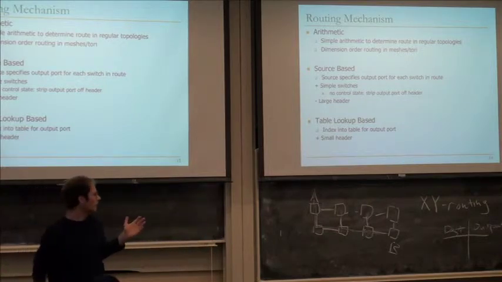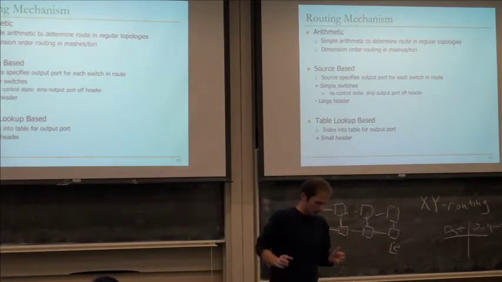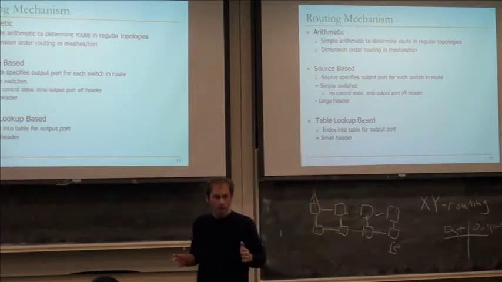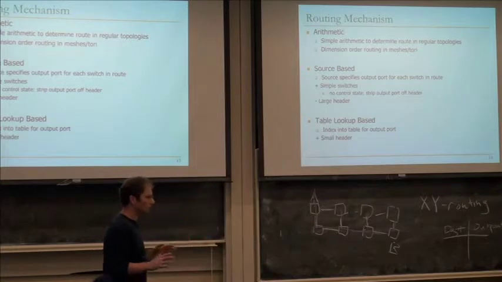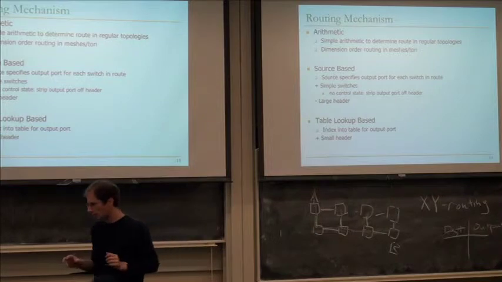The advantage of source-based is that you can be flexible. At the source, you can pre-compute any arbitrary route, but it takes extra space in your packet. Table-based has the advantage that you have a small header, it's just the destination, but you need these lookup tables at every node.